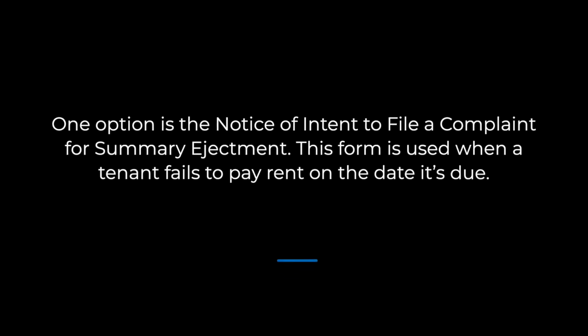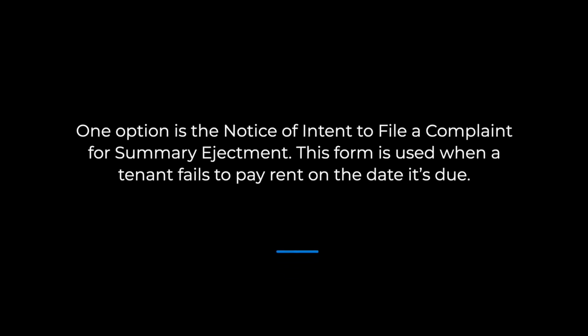One option is the notice of intent to file a complaint for summary ejectment. This form is used when a tenant fails to pay rent on the date that it's due. In some states, this allows for a grace period after a missed payment. This isn't the case in Maryland. Rent is due on the due date. If it isn't paid, the landlord can file a notice with the district court in the county where the property is located, which gives the tenant 10 days for the unpaid rent to be paid or move out. The notice should also be served on the tenant.